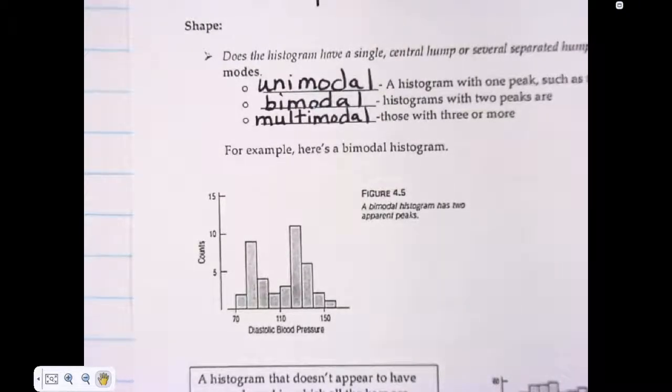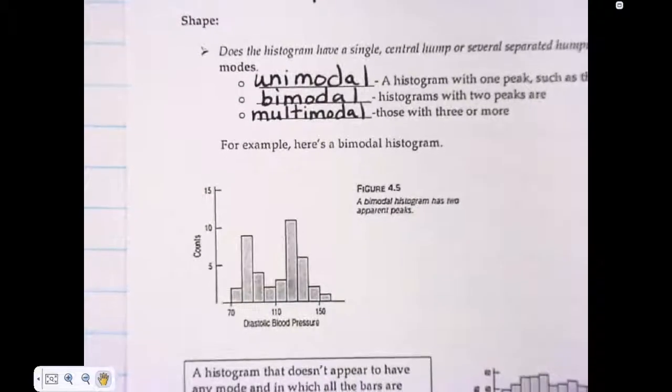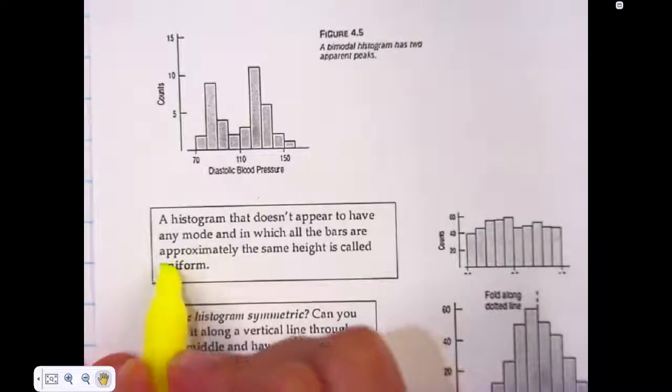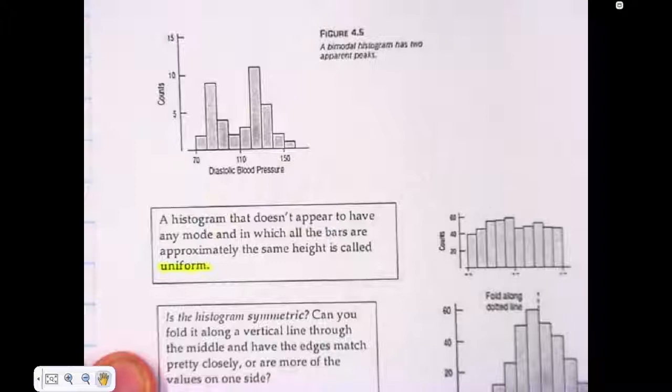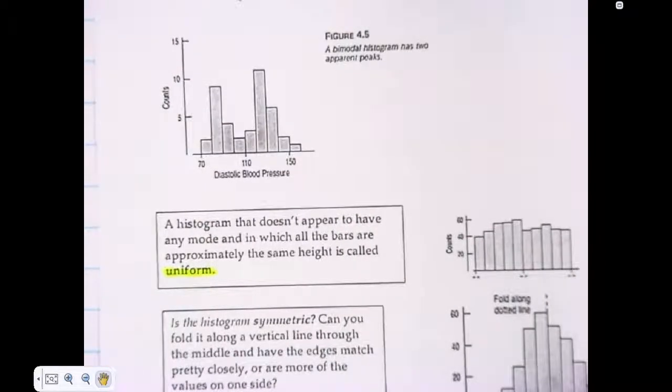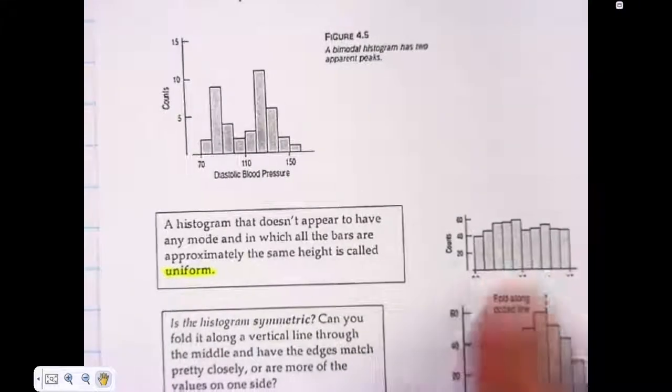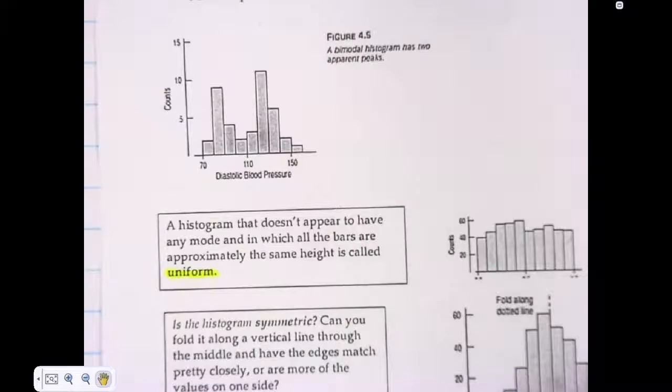The next way is, when we're looking at this histogram here, you can see that it goes straight across. This histogram, since it's almost straight across, is considered to be uniform. A histogram that doesn't appear to have any mode and in which all the bars are approximately the same height is considered uniform. Again, it's not perfectly straight across, but you can see they're about the same height.